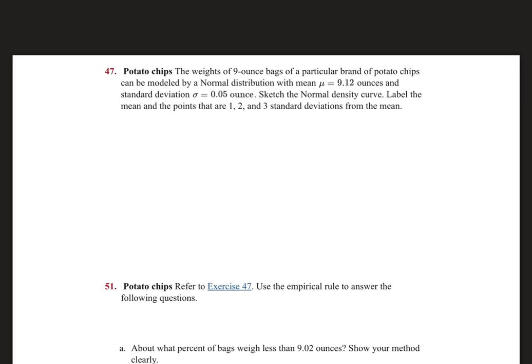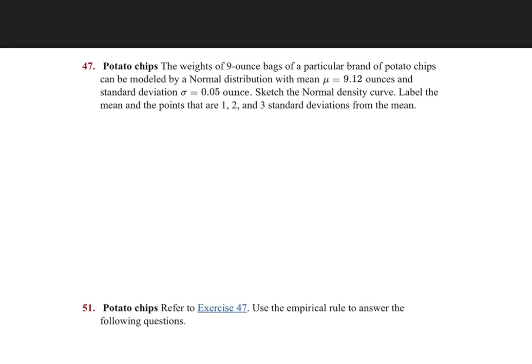Okay, so the next one, number 47, they say the weights of 9-ounce bags of a particular brand of potato chips can be modeled by a normal distribution with mean 9.12 ounces and standard deviation 0.05 ounces. Sketch the normal density curve, label the mean and the points that are 1, 2, and 3 standard deviations from the mean. Okay, so that's all we're doing.